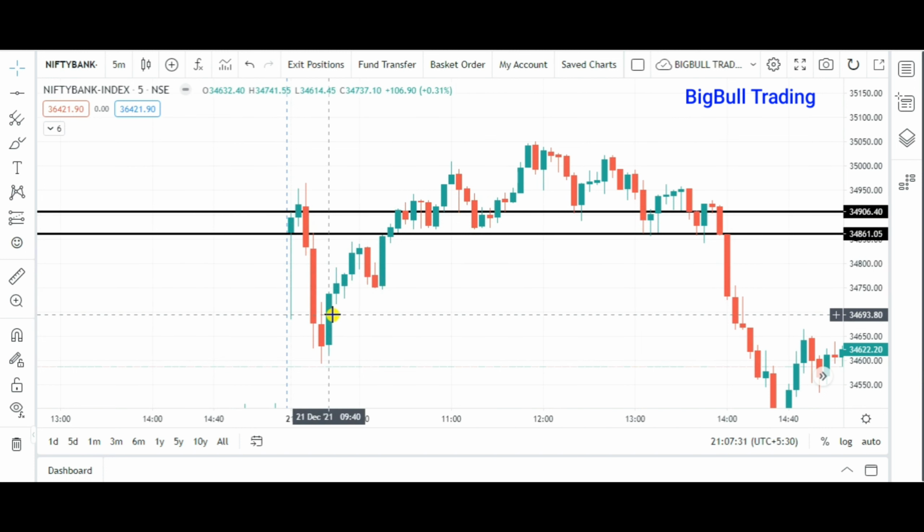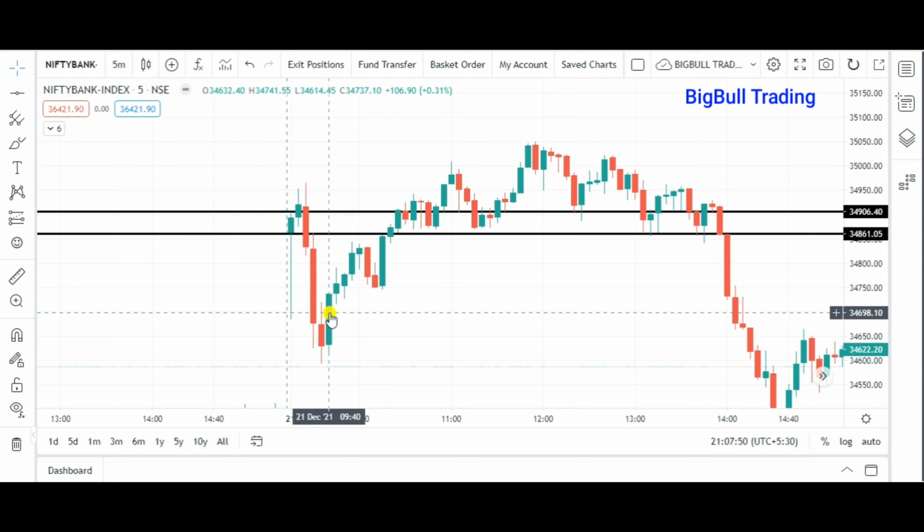And what I suggest to you, friends, for this, you can backtest the strategy first. For the last 1 month, for the month of December, you can make the backtest of this strategy, make it in the Excel sheet and check how much profit you are making and how much losses you are making.